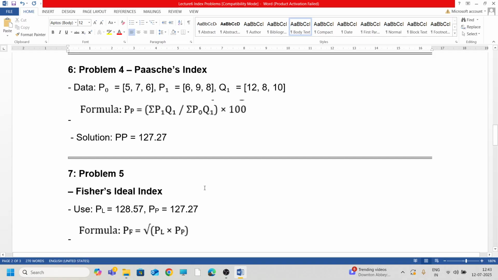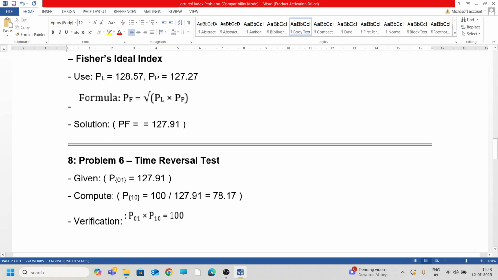Next, Fisher ideal index. Using the earlier values, it is calculated as the geometric mean of Laspeyres and Paasche, giving a result of 127.91. So already we found the Laspeyres index and Paasche index. These two indices you can multiply and find the square root, that is Fisher's index.